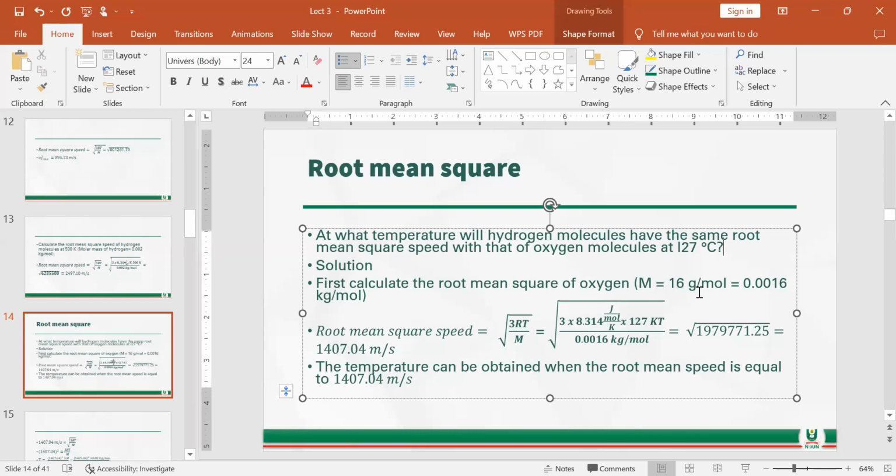So calculate the root mean square speed of oxygen. The molar mass of oxygen is 16 grams per mole divided by 1,000, you have 0.016 kilogram per mole. The temperature is 127. Once you calculate that, you are expecting the temperature at which hydrogen will have this same root mean square speed. So the root mean square speed calculated is equal to the square root of 3RT all over M for hydrogen. You know the molar mass of hydrogen, and then you find the value for the temperature.